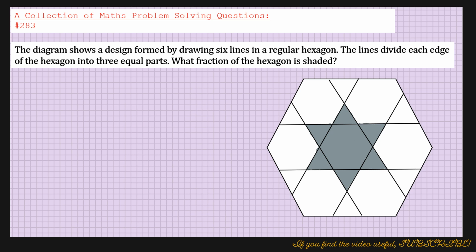So the way I did it is I divided the smaller hexagons in it into 6 different parts. So there are 6 equilateral triangles. So what I did is I joined the vertices, and they pass through the vertices of the center hexagon, the shaded hexagon in the center.